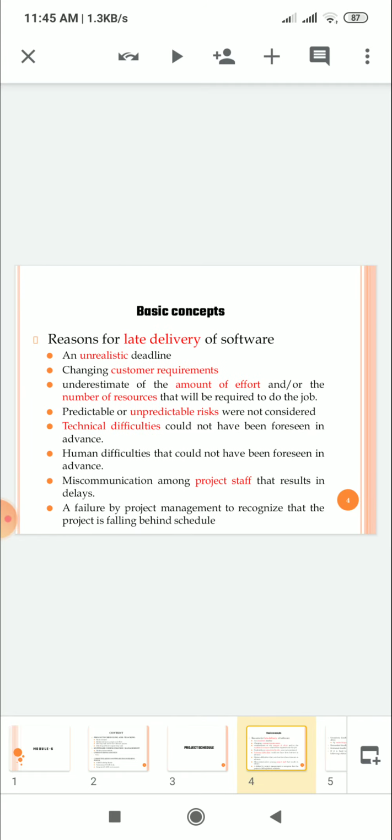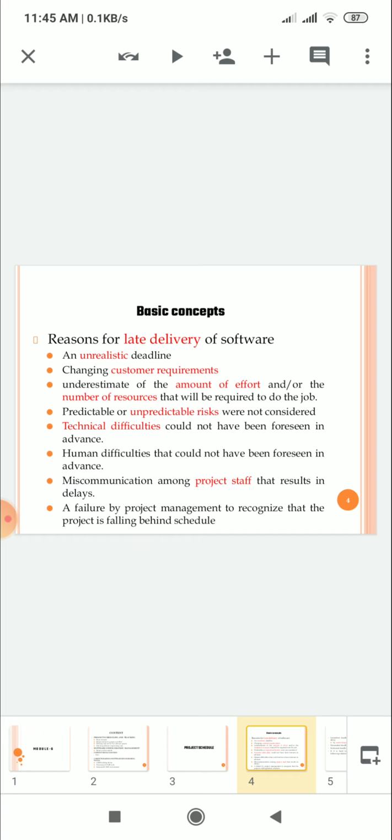The basic concept: what are the reasons for the late delivery of software? There are different points for that. One is an unrealistic deadline. That means that if we are telling that the project will be submitted on a certain day, and it is not possible to submit on that day, that is unrealistic. Then another reason is that the requirements are changing.